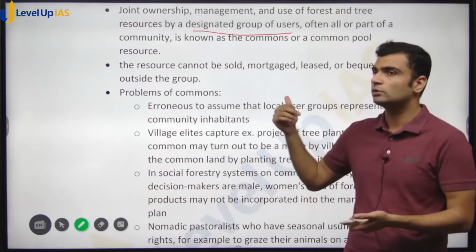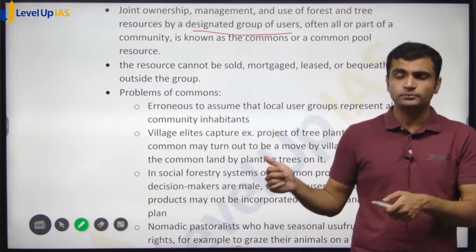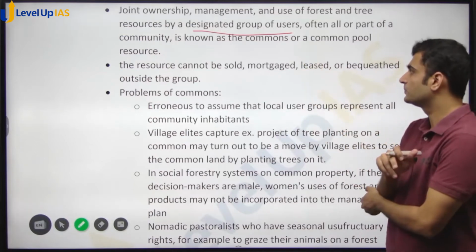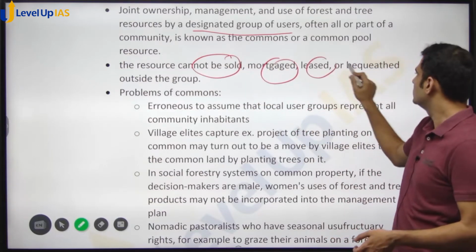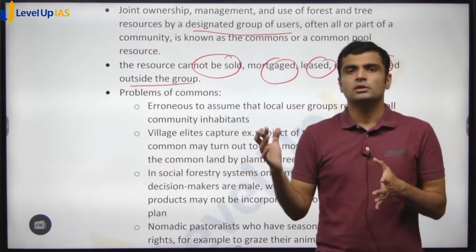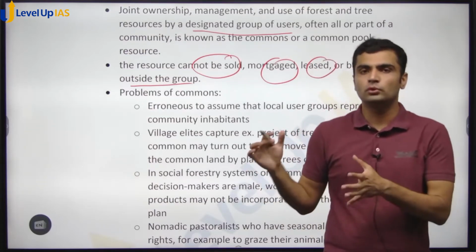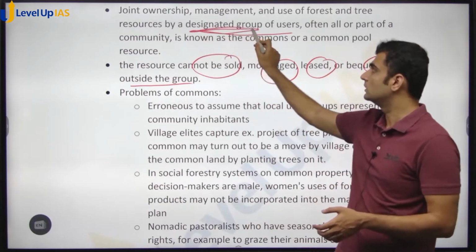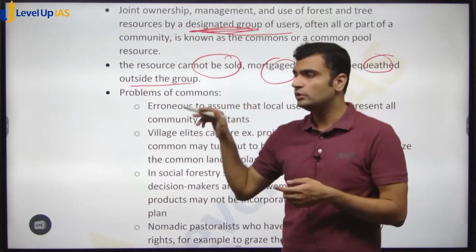This is a common resource that is to be used by a designated group of people. This is not an open access resource. That is the difference between commons and open access resource. The resources cannot be sold, cannot be mortgaged, leased, or bequeathed to anybody outside the group. So this resource is to be used only within the group, only by the group of people that is already designated or enlisted or registered, or they are part of the local community. Only by them these resources can be used.